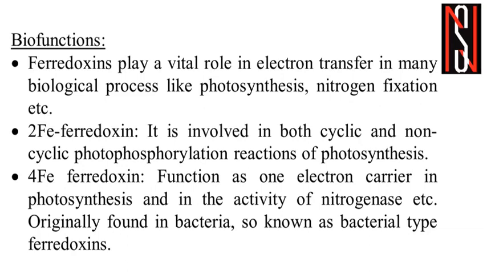And there is another type of ferredoxin which we have learned in the last few slides, that is 4-Fe ferredoxin, and it is actually a 1 electron transfer ferredoxin, or it can act as a 1 electron carrier in photosynthesis and in the activity of nitrogenase, etc. And it is originally found in bacteria, and therefore it is known as bacterial type ferredoxins. Mainly the 4-Fe ferredoxin is named as bacterial type of ferredoxins.